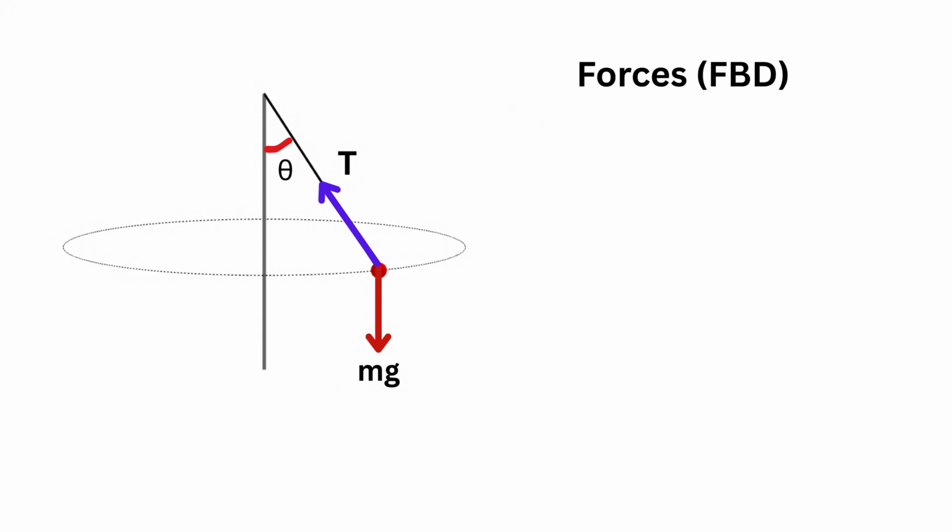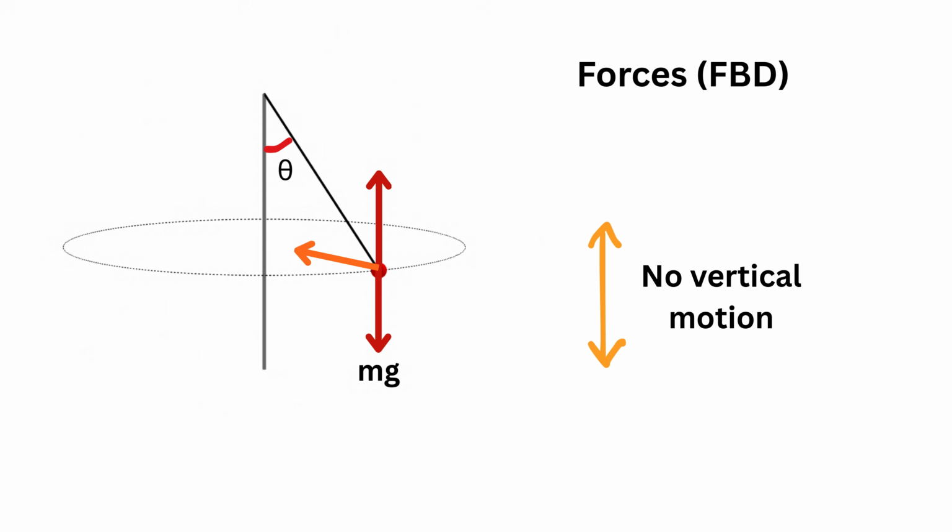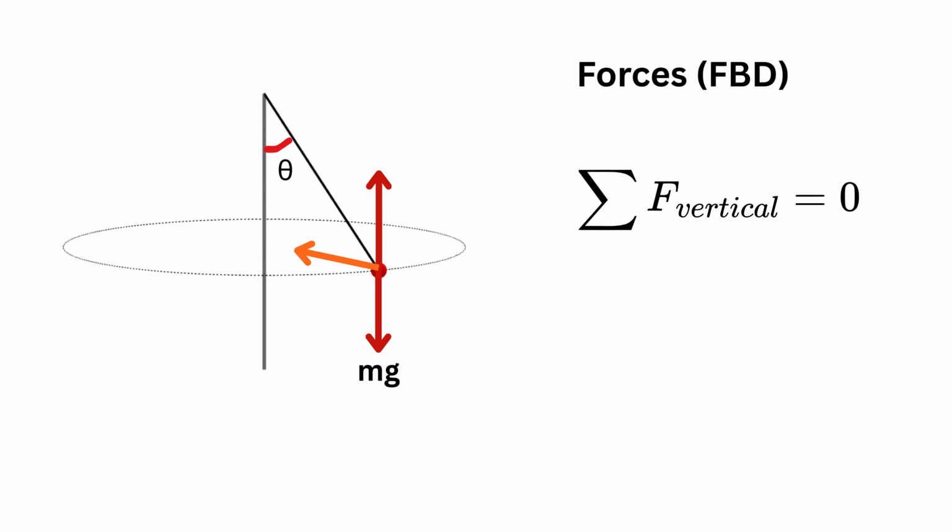Since the string is inclined, this tension force can be split into two parts, one vertical component and one horizontal component. The vertical component of tension acts upward, while the horizontal component acts toward the center of the circular path. Since the mass is not moving up or down, we have no vertical acceleration, the vertical forces must balance each other perfectly. This means the upward vertical component of tension exactly balances the downward weight. The vertical component of tension is given by T cos theta, and this balances mass m times g.